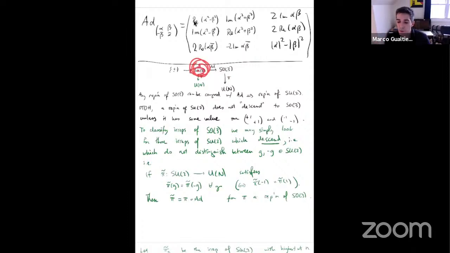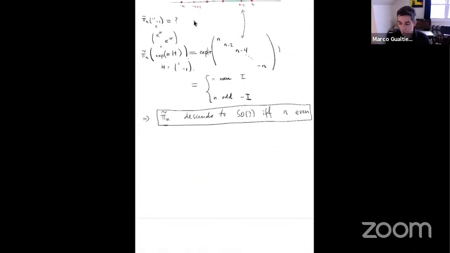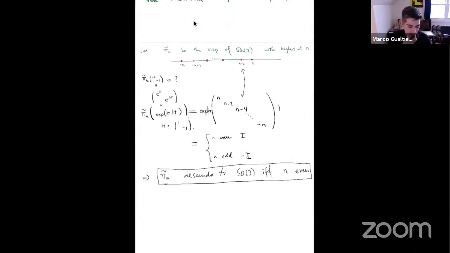Because if you took all of those elements and mapped them here, we would get all of SO3. And we are assuming that it's irreducible for SO3. So if it's irreducible for SO3, it's automatically irreducible for SU2. And therefore, we've already classified those. We just need to make sure which ones actually descend to SO3 and which ones don't. And the point is that it's just a parity issue.